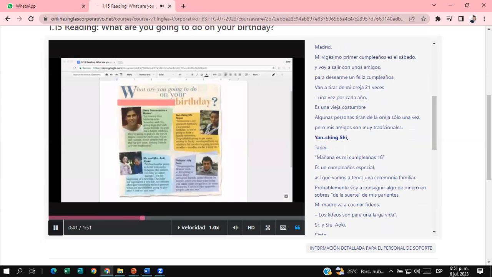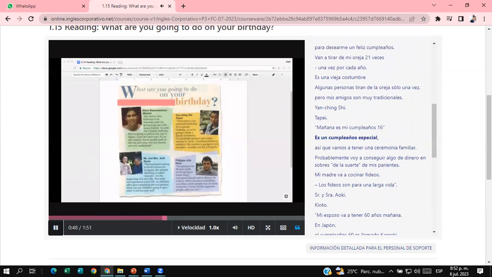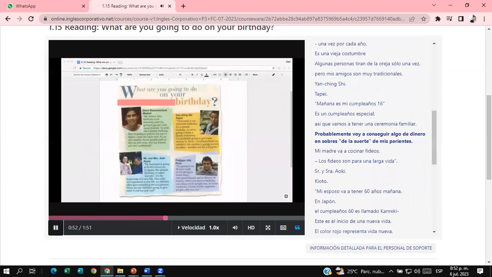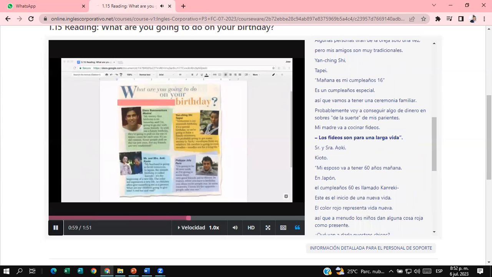Yenqing Shi, Taipei. Tomorrow is my 16th birthday. It's a special birthday, so we're going to have a family ceremony. I'm probably going to get some money in lucky envelopes from my relatives. My mother is going to cook noodles. Noodles are for a long life.